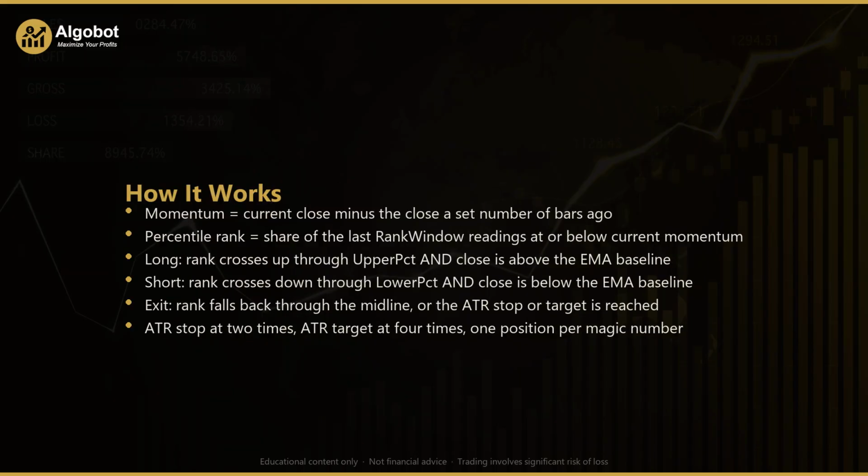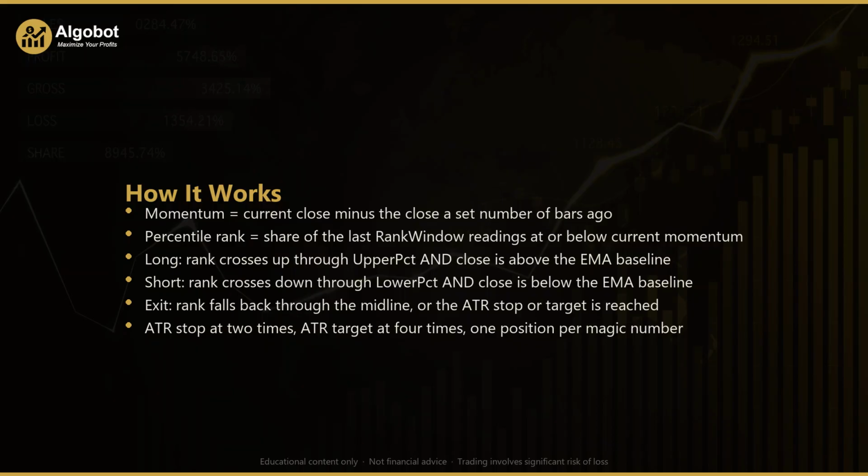Let's break down the mechanics step by step. Every time a new bar closes, the strategy takes a single reading. First, it measures momentum, which is simply the current closing price minus the closing price a set number of bars ago, 12 bars by default, controlled by the momentum period input. That gives the net distance price has traveled over that stretch.